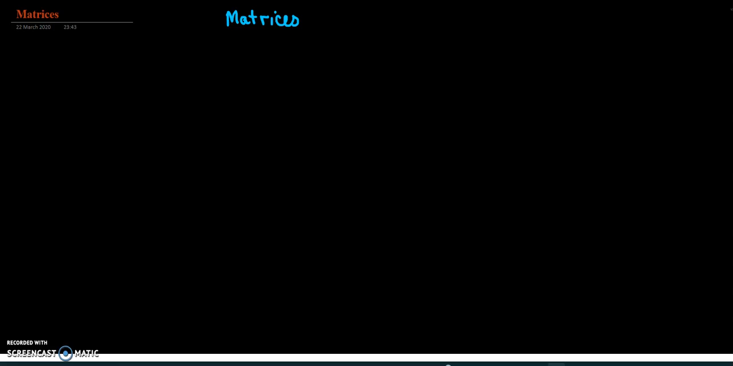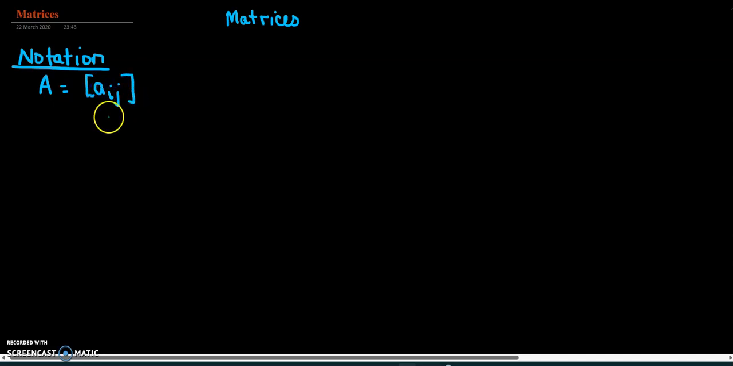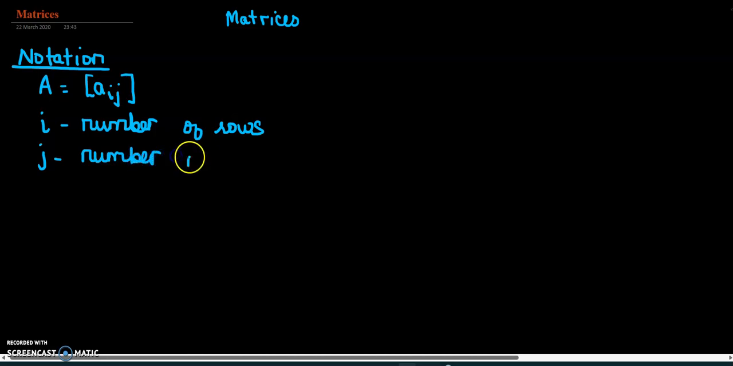Then we want to look at matrices. And first of all, we want to look at the notation of a matrix. Now, a matrix A can also be written as Aij, where i represents the number of rows and j represents the number of columns. i by j would represent the order of the matrix.